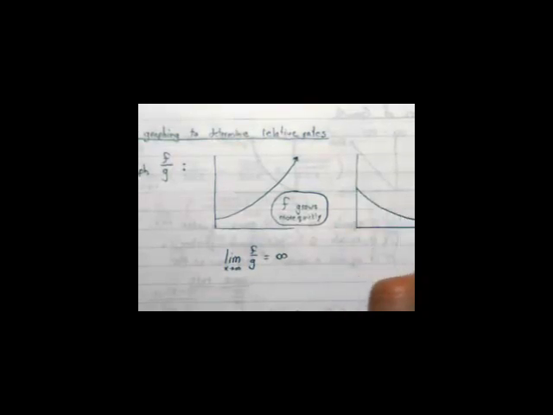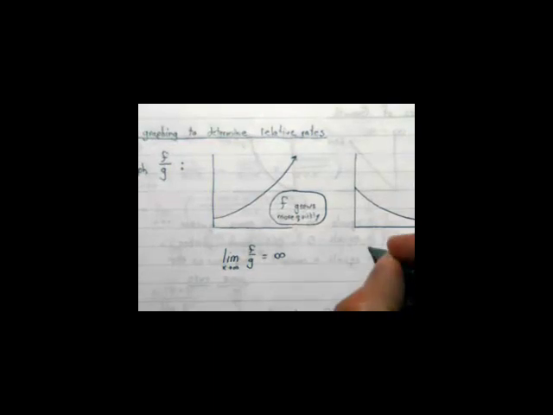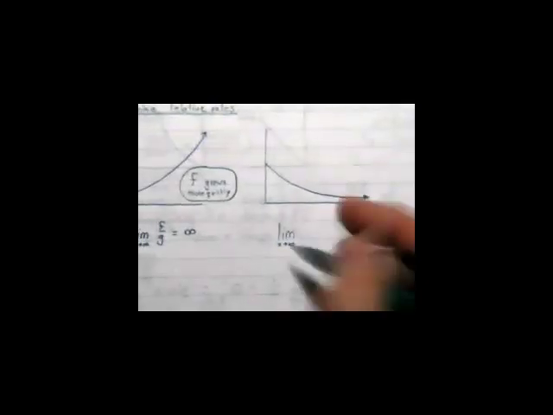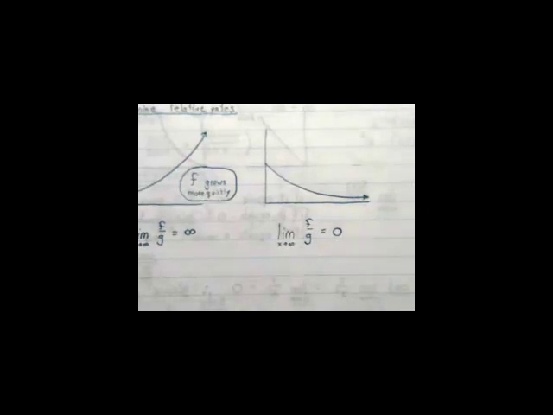Okay, what if I had a graph that looked like this? Where the limit as x goes to infinity of f over g equals 0. So which one's growing more quickly then? G, right?